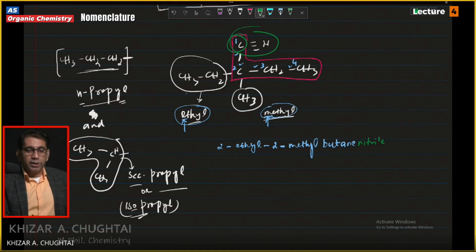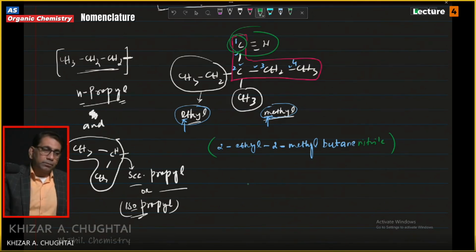The main point is this one. I counted this carbon in the longest chain, and you will do the same practice. But I also wrote its C triple bond N and its name separately over here. That is called nitrile. So the name of this compound is 2-ethyl-2-methyl butane nitrile.